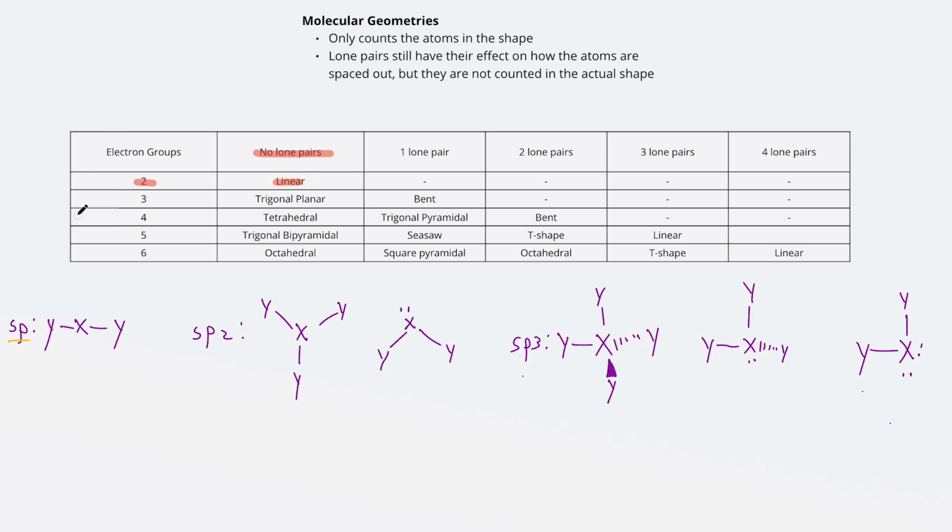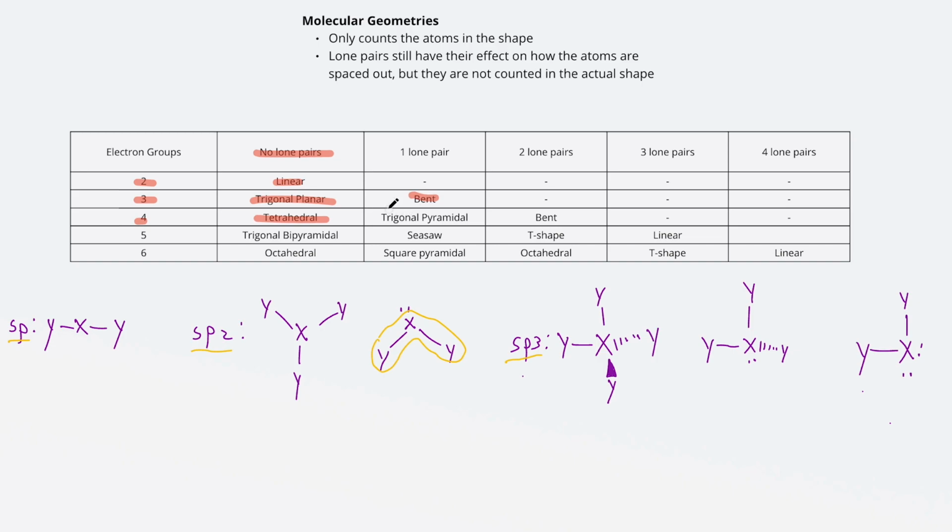The next one is sp2, which corresponds to 3 electron groups. When there are no lone pairs, it's trigonal planar. When there's one lone pair, remember we're only counting the bonded atoms, so that shape becomes something called bent. Next, for sp3, or 4 electron groups, no lone pairs, tetrahedral.